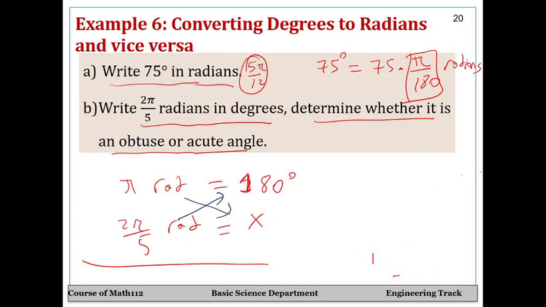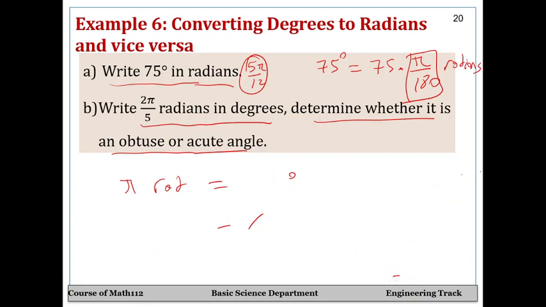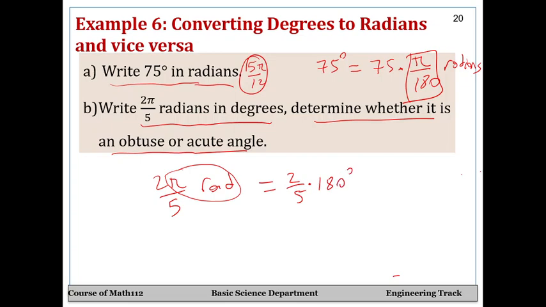And the other way is you can directly use the formula for 2 pi over 5 radians. This is how you do it. Pi radians is always 180 degrees, so you can say it's 2 pi over 5 times 180 degrees. So you replace pi radians with this 180, so you get 72 degrees, and 72 degrees is an acute angle.